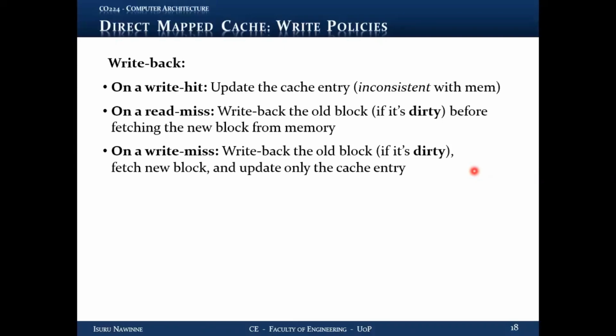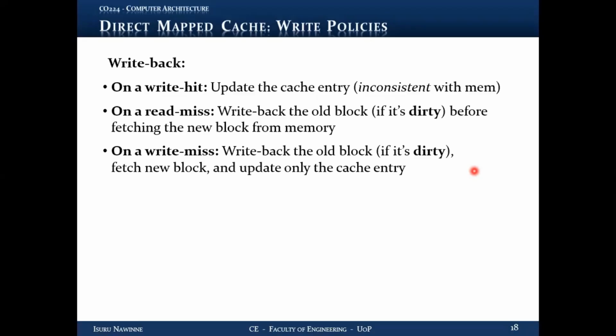Write back policy is quite different to write through. In write through, every time you get a write, you send that write to the memory as well, right? You write to the cache as well as the memory. In a write back cache controller, on a write hit, if you have the block in the cache, then you simply update the cache entry and let it be inconsistent. It's fine to let it be inconsistent, but we have to keep that in mind.